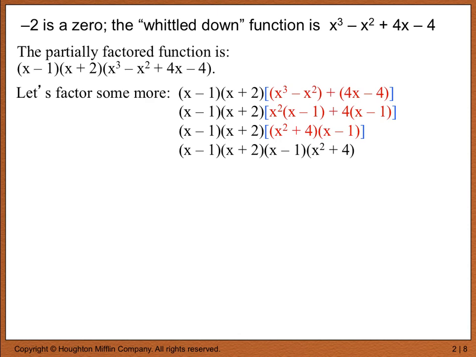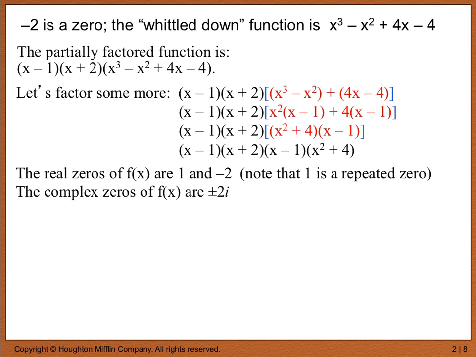It's the pattern of 1 is to negative 1. What I mean by that is, look here where the arrow is. That 1 in front of the x cubed is to this negative 1 in front of the x squared, as this 4 in front of the x is to this negative 4. Same ratio, right? And so we can factor out a certain amount. We can factor out the x squared, and we can factor out also the 4. And we end up with x squared times x minus 1 plus 4 times x minus 1. And then since that's basically just distributing the x minus 1, we can write that as x squared plus 4 times x minus 1. And the fully factored function then is x minus 1 times x plus 2 times x minus 1 times x squared plus 4.